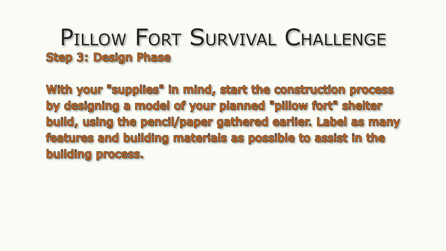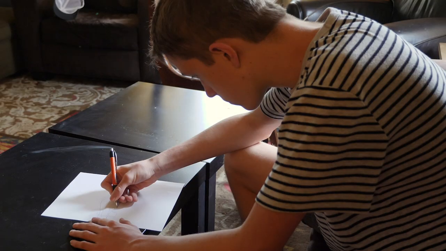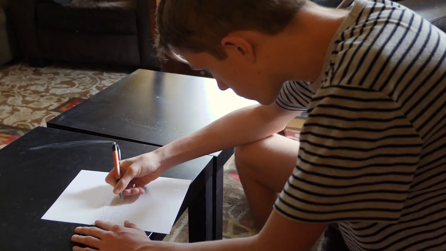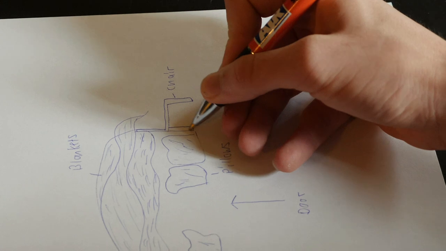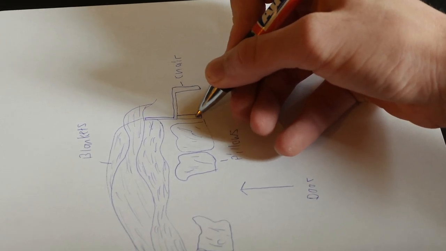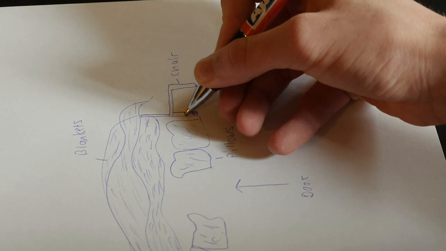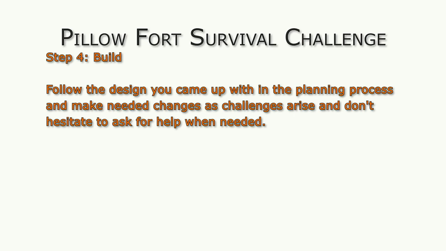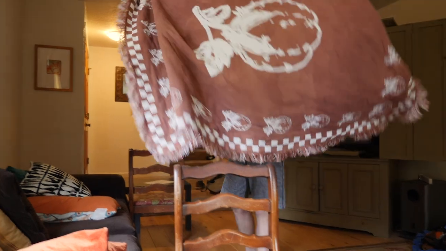Any material that gives structure to or insulates you from the cold. Step 3, design phase. With your supplies in mind, start the construction process by designing a model of your planned pillow fort shelter build. Using the pencil and paper gathered earlier, be sure and label as many features and building materials as possible to assist in the building process. Keep in mind that safety is always important and never place heavy objects above you as you build, especially to hold up blankets. Be sure and consult an adult for approval of your design before starting any construction. Step 4, build. Follow the design you came up with in the planning process and make needed changes as challenges arise. And don't hesitate to ask for help when needed.